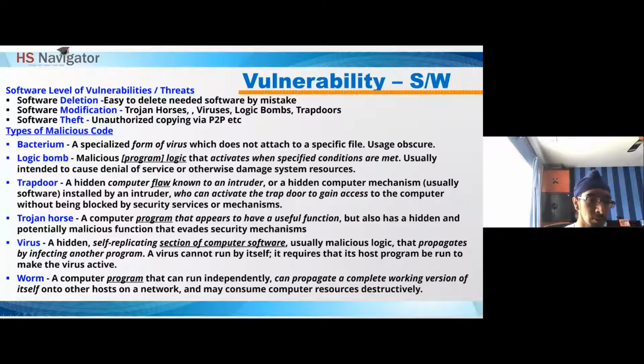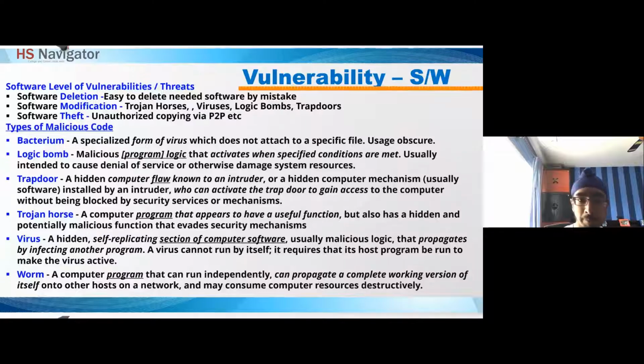And there are viruses, which are hidden, self-replicating software that infects the system in the same way a virus infects a person, and it cannot be run by itself. It usually requires some sort of program to be run that lets the virus attack your computer.